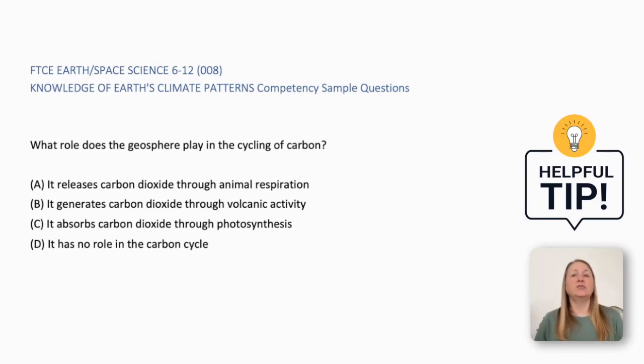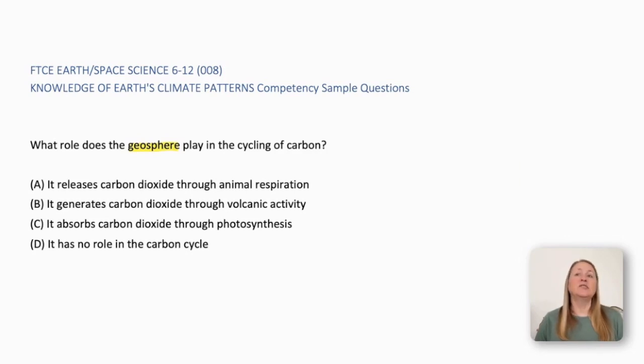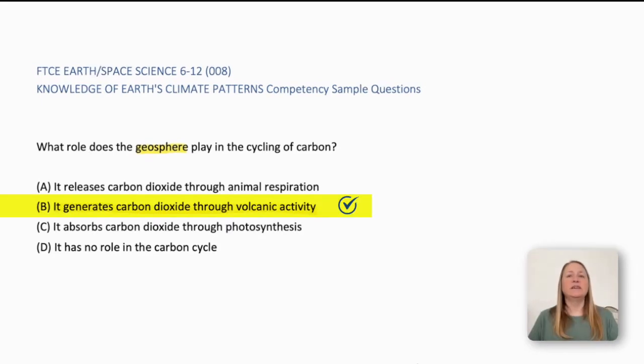A good test-taking strategy is using keywords in the question. Geosphere equals landforms or rocks. If an answer mentions animals or plants, you can rule it out quickly. A has to do with the biosphere, animals, not the geosphere. C, this has to do with plants in the biosphere, not rocks or landforms. D, volcanoes in the geosphere do release carbon. The correct answer is B.